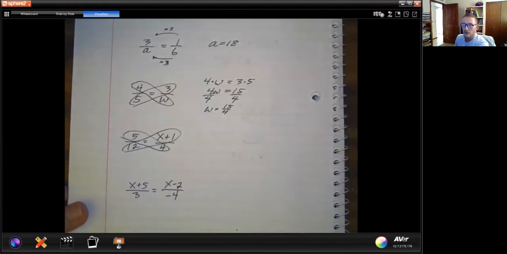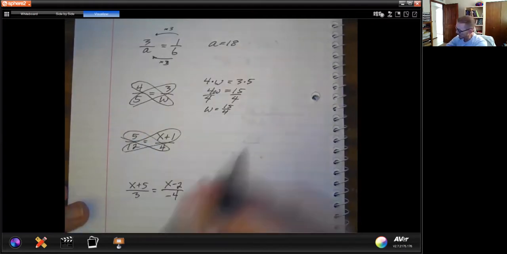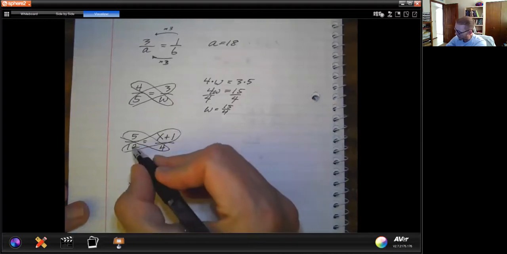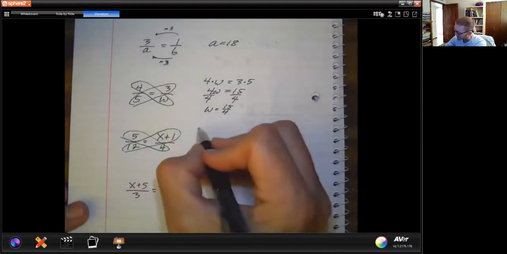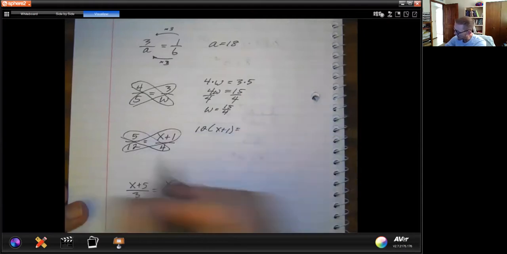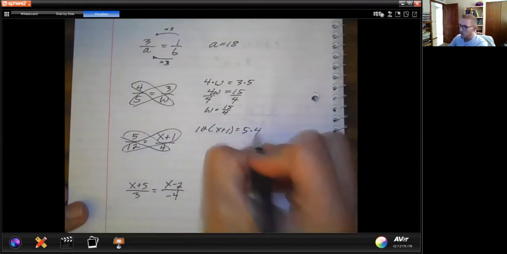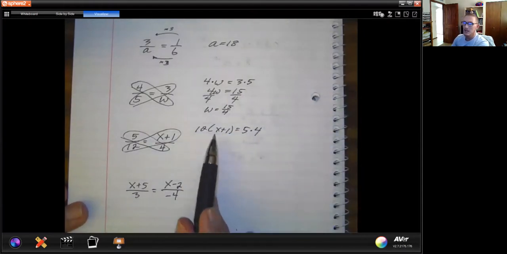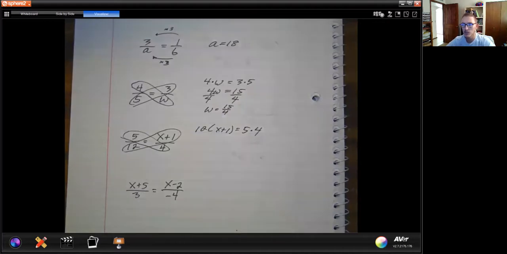Be very careful on this particular step. I'm going to show the work. I have 12 times (x plus 1), and on the other side, I have 5 times 4. I want you to notice I put the x plus 1 in parentheses because 12 is being multiplied by all of that. That means distributive property.